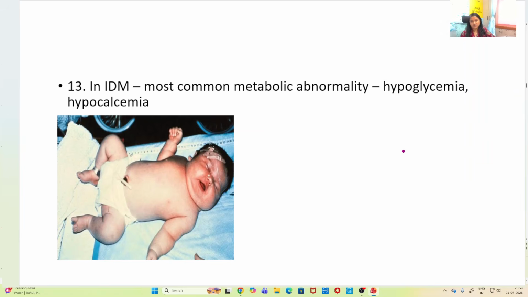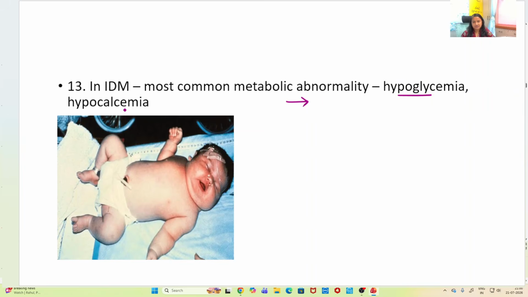In IDM, what is the most common metabolic abnormality? Now we all know hypoglycemia can happen in infant of diabetic mother. Why is that? Because the mother has persistent high sugars in pregnancy, that causes hyperglycemia in the fetus, that causes increased insulin secretion. Now when the baby is born with that physiology, there is a likelihood of the sugar levels dropping in the newborn baby. So we all know why hypoglycemia occurs.